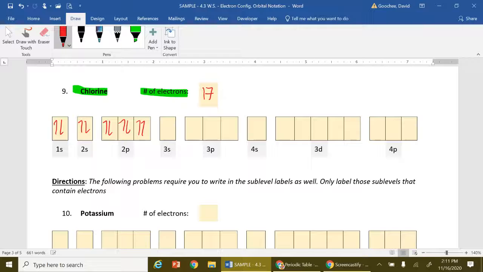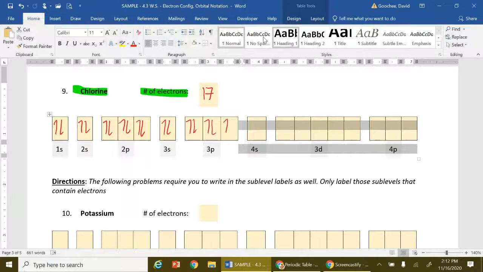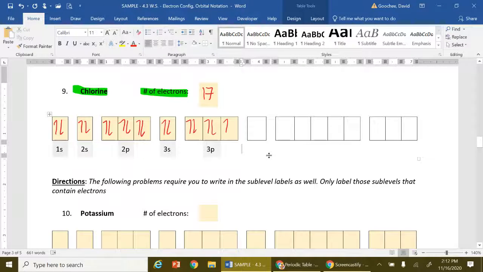Oopsie. We've got to go different ways. That's the Pauli exclusion principle. All right. 1, 2, 3, 4, 5, 6, 7, 8, 9, 10, 11, 12, 13, 14, 15, 16, 17. Okay, that is the electron configuration for chlorine. You just keep filling in electrons until you've placed all there are and there's no more left to place. There we go. That is the electron configuration of chlorine.